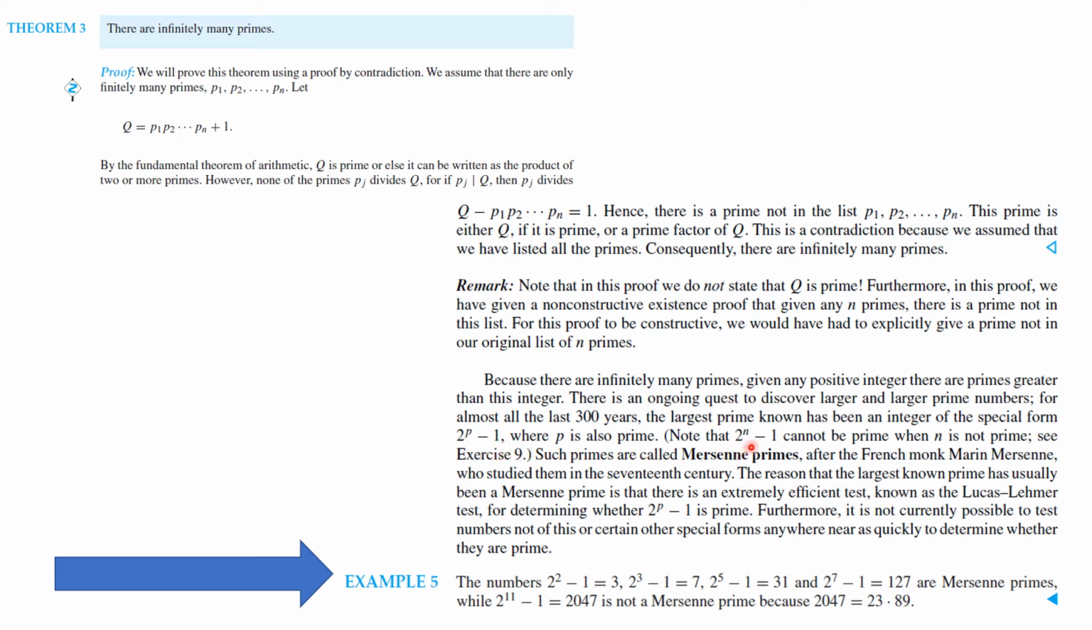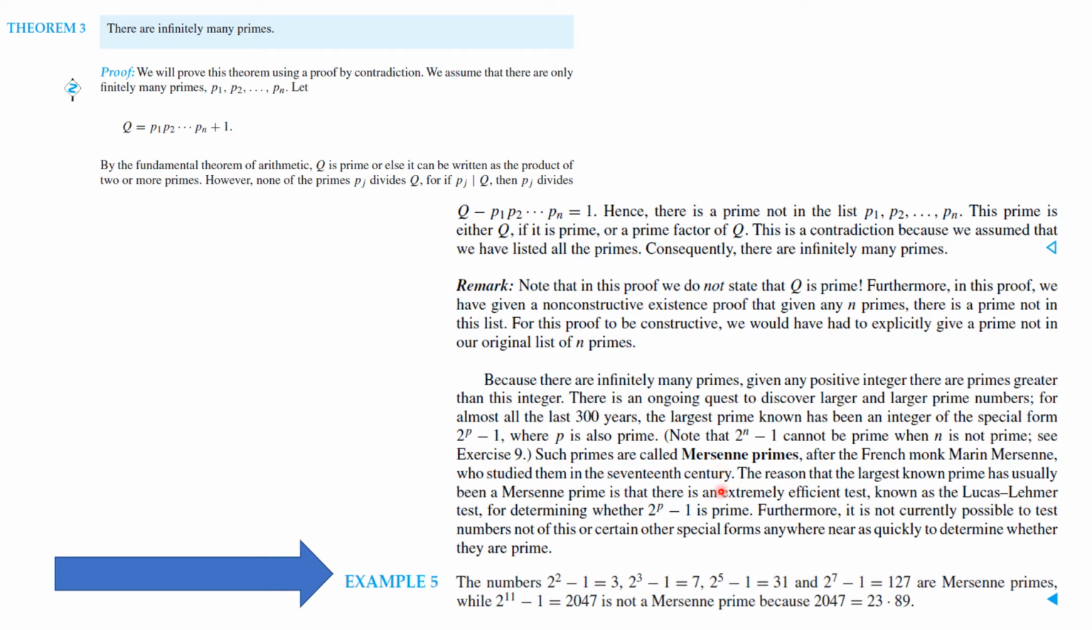Note that 2 to the n minus 1 cannot be prime when n is not prime. And you might want to think about how you might prove that. Such primes are called Mersenne primes. They're named after a monk back in the 16th century.